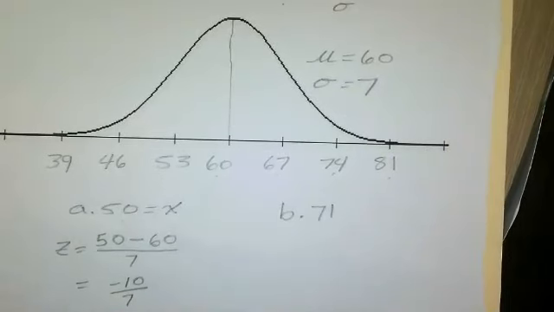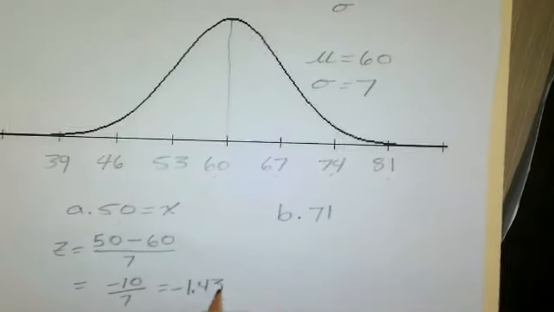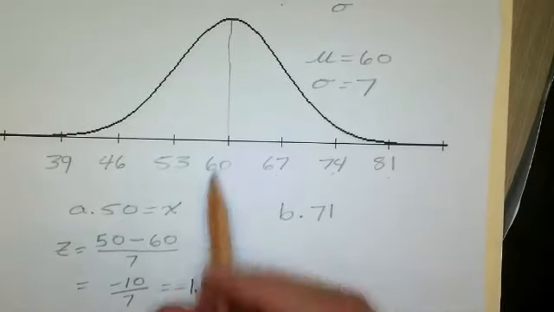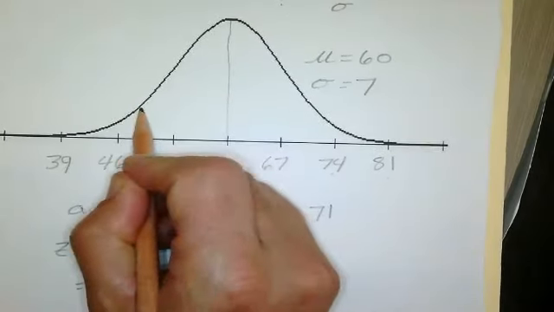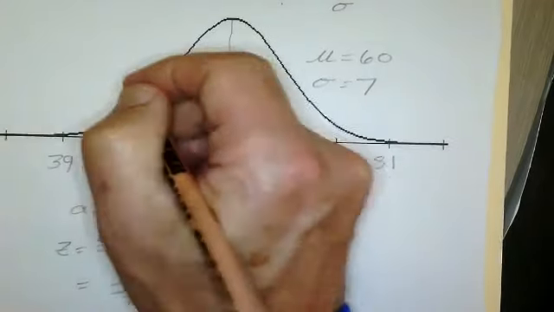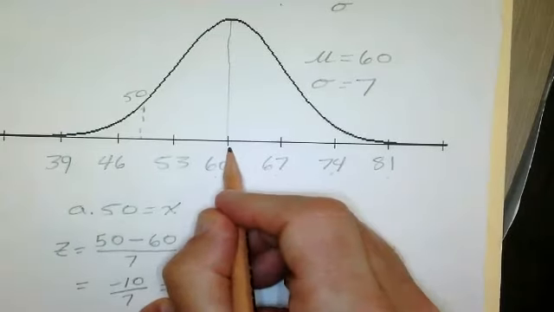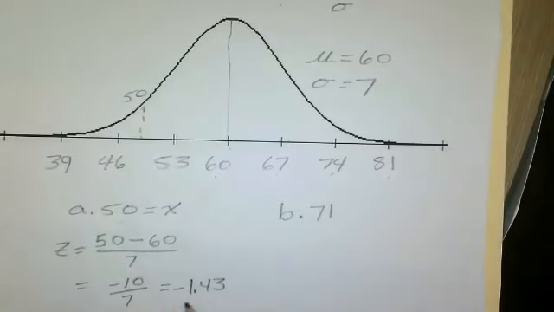And I pull up my handy dandy calculator. Negative 10 divided by 7 is negative 1.43. I'm going to go ahead and round that. So that's my z-score. That means that I would expect 50, which is right about here, is 1.43 standard deviations from the mean. 50 is 1.43 standard deviations below the mean because it's negative.